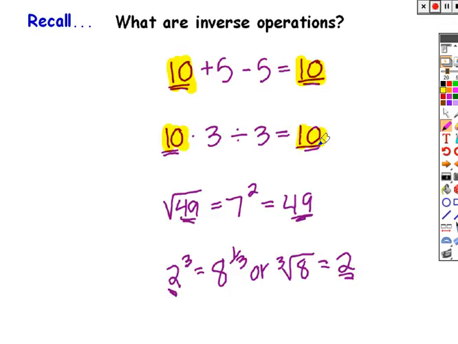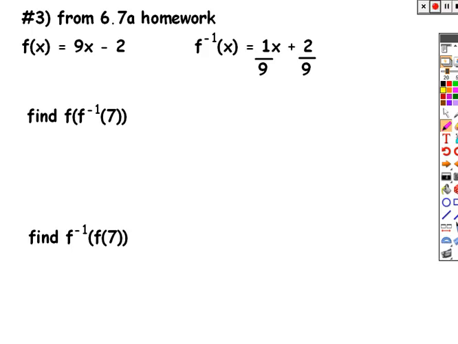If I take the square root of 49 and then square it, I'd be right back at 49. And the same can be said for cubing. If I cube 2 and then take the cube root, I'm right back where I started. The inverse operations, they undo each other. So inverse functions also undo each other.